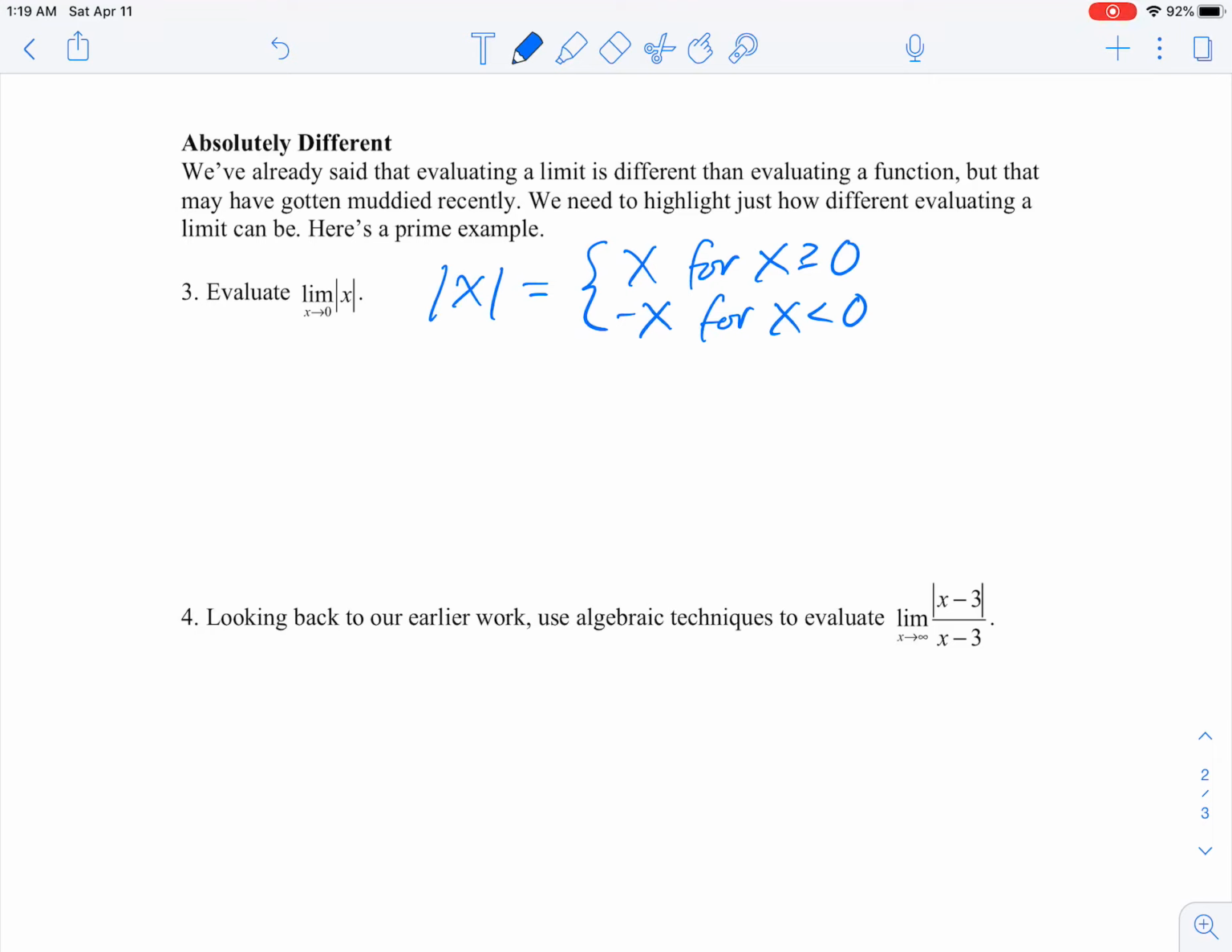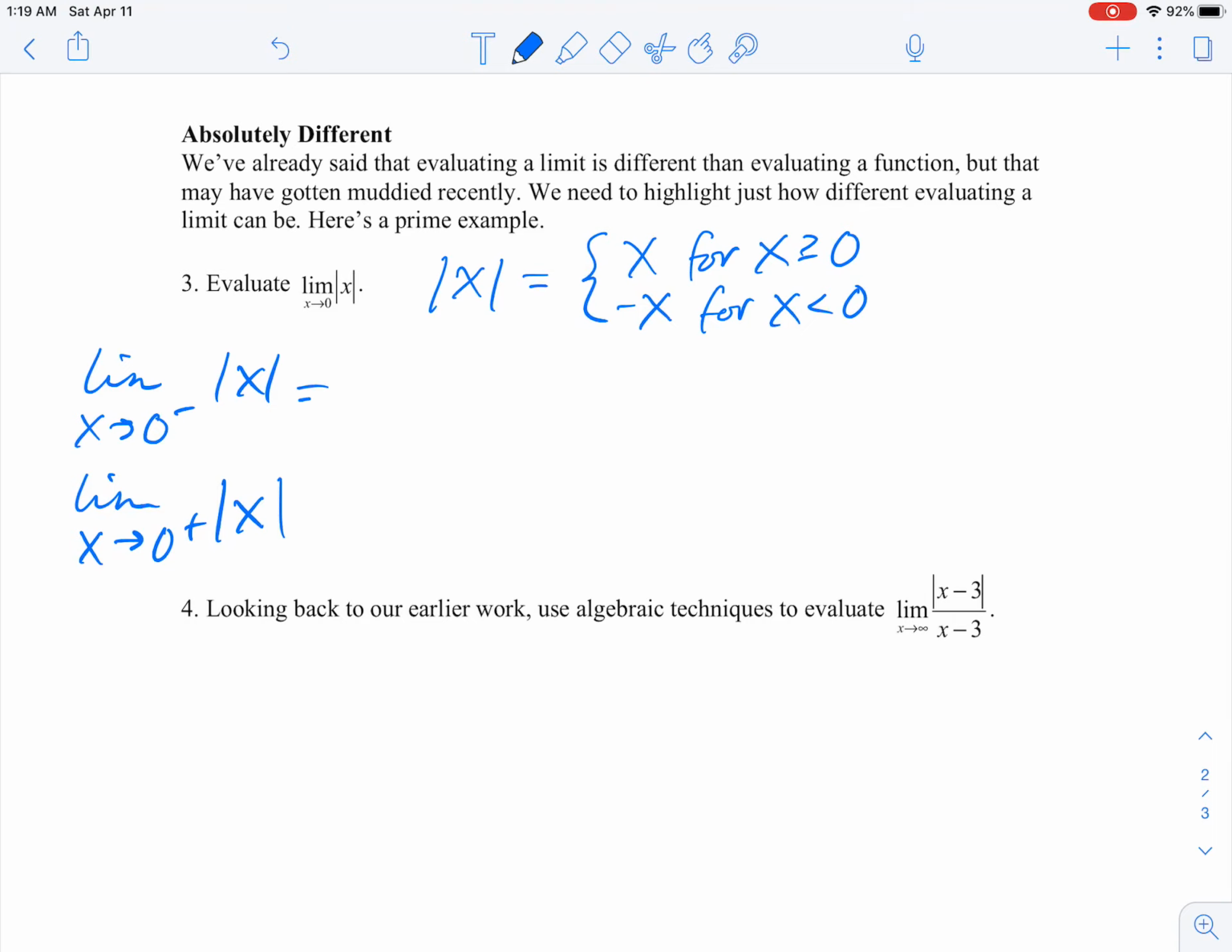And that means that our best mode of evaluating this limit is to think about, first, the limit as x approaches 0 from the left, and second, the limit as x approaches 0 from the right. Now, the limit as x approaches 0 from the left will be equal to the bottom part of our function.